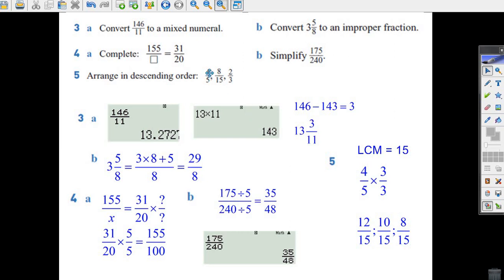Okay, so you just take your 4 over 5, and we're going to change it into a number out of 15. We times by 3. It gets 12 over 15. Do the same thing with 2 over 3. It becomes 10 over 15. And the last number is 8 over 15. And there it is in descending order, biggest to smallest. And that's your answer. So there you go.